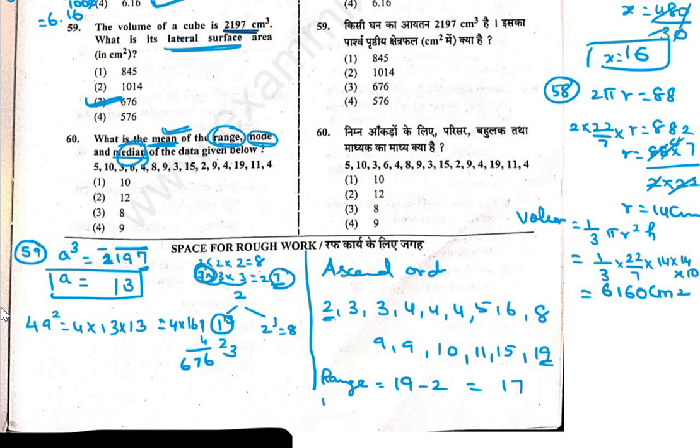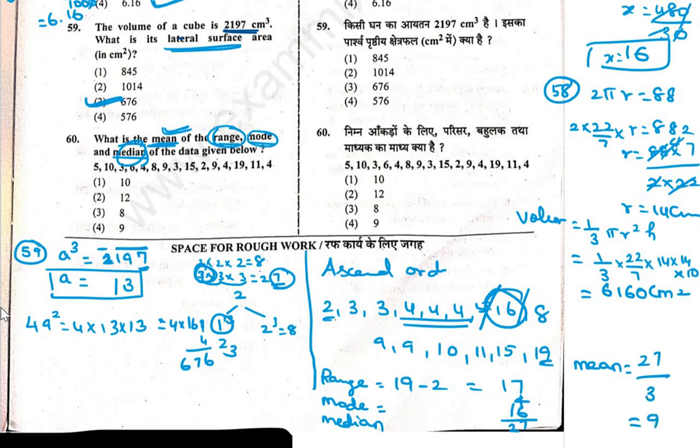Mode: the number that occurs the most times. So 4 is repeated 3 times. So the mode is 4. What is median? Median is the middle term. Here total 15 terms are there. So we have to split it into 2 parts. So here 7 times is here, again 7 times is here. The middle one is 16. So add these things: 17, 27. So what is the mean? Sum of these numbers divided by the number of terms, 3. Here it is 9. The answer is 9.